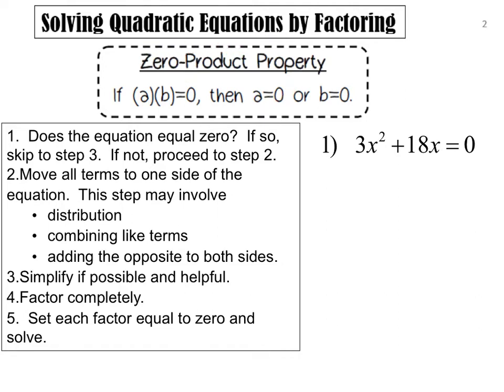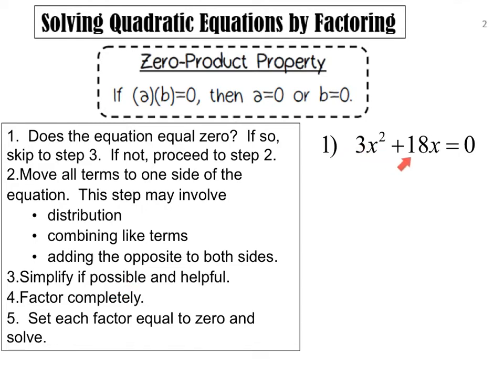So we have some basic rules over here, steps for you to follow. First thing, does the equation equal 0? So let's take a look at what we're given. Yes, it is equal to 0. Well, if it did not equal 0, we would definitely have to make it equal to 0 by moving all the terms to one side of the equation. We can definitely skip this step. Next, it says to simplify. We would combine any like terms.